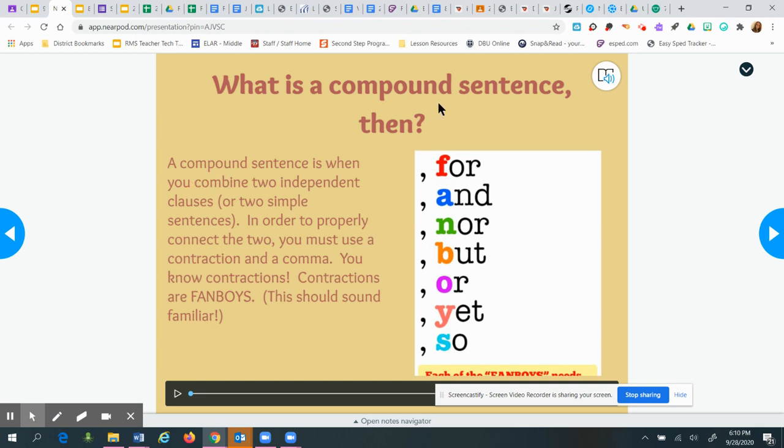Okay, here we go. What's a compound sentence then? A compound sentence is when you combine two independent clauses or two simple sentences. In order to properly connect the two, you must use a conjunction and a comma. You know conjunctions. Conjunctions are fanboys. This should sound somewhat familiar. So you would have basically one sentence here and then a comma and one of these fanboys. See how it spells fanboys? And then it would connect to another sentence.